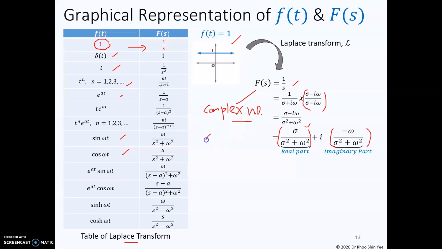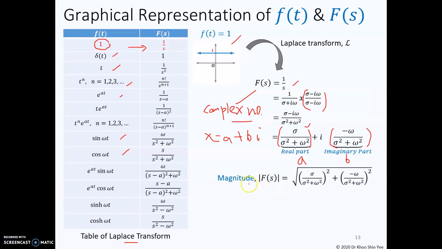Like you learned previously, let's say you have a plus bi. In this case, assume the real part to be A and the imaginary part to be B. You can find the magnitude by using the square root of A squared plus B squared, where you substitute the real part here and the imaginary part here. Then you can find the magnitude for F(s).